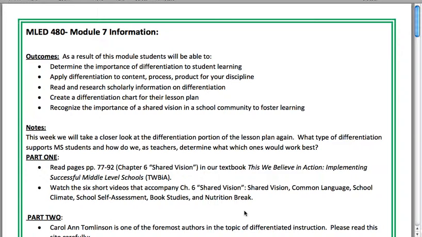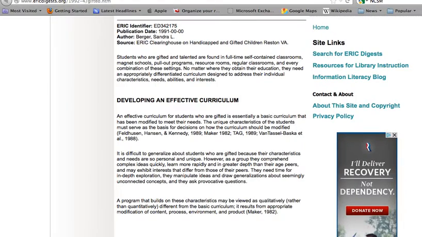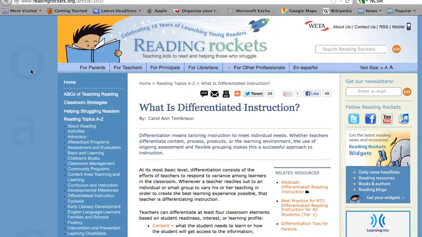We've already talked about on our lesson plan the idea of content, process, and product. So anyway, what I'm going to ask you to do is to go to some different websites. The first one is Reading Rockets, and on this website you'll find out a little about Carol Ann Tomlinson, who is one of the leading scholars concerning differentiated instruction. So you're going to be doing some reading on Reading Rockets.